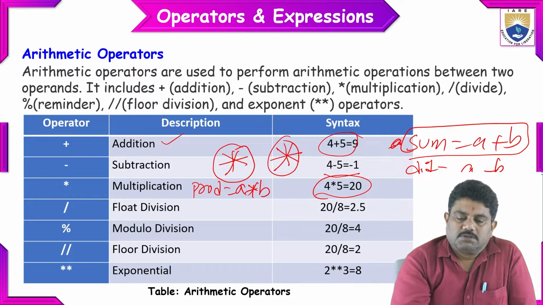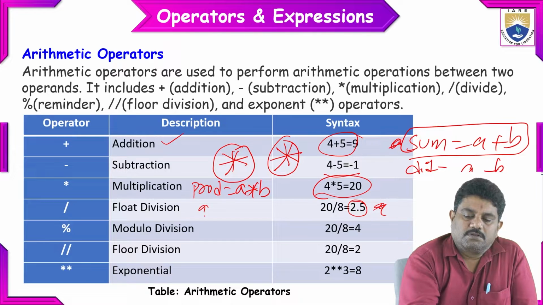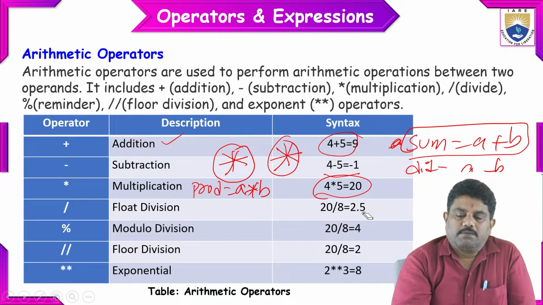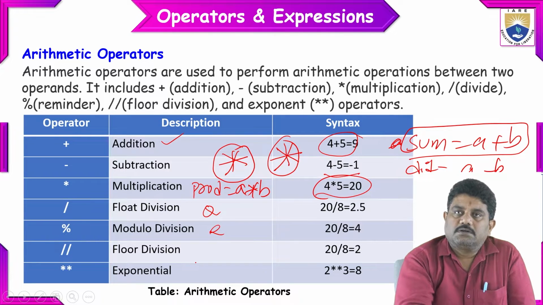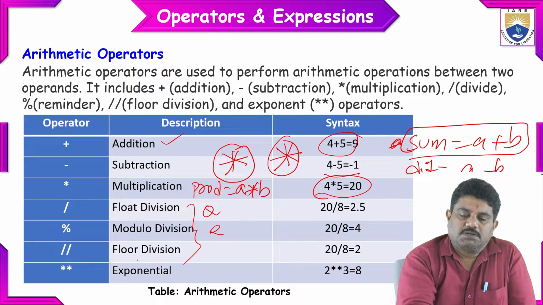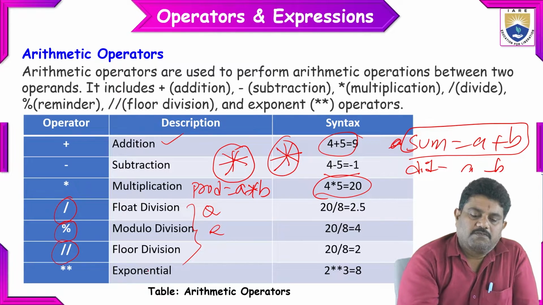And division. This is a float division because it gives a floating point value as output. It gives the quotient. And modulo division gives the remainder. This is the quotient, this is the remainder. These are the three types of division operators: division, modulo division, and floor division. The symbols are slash for division, percentage for modulo division, and double slash for floor division.